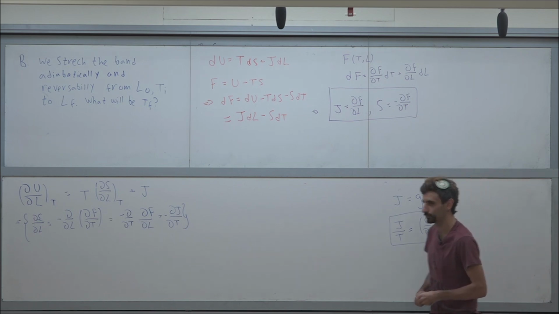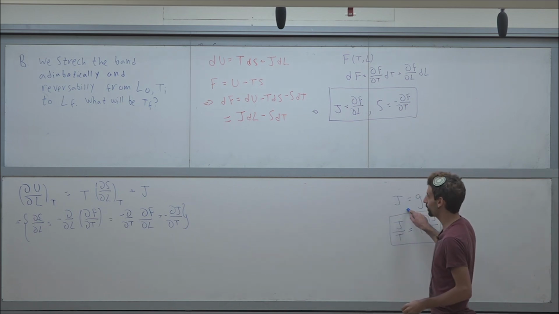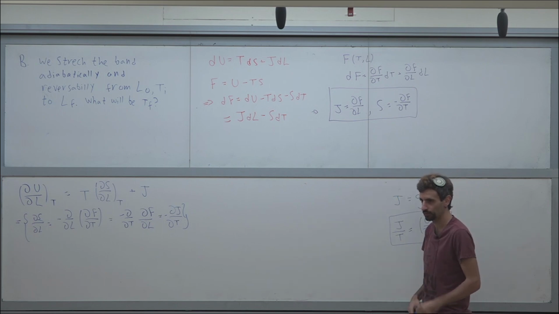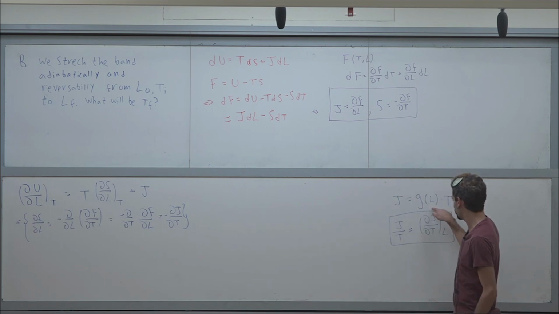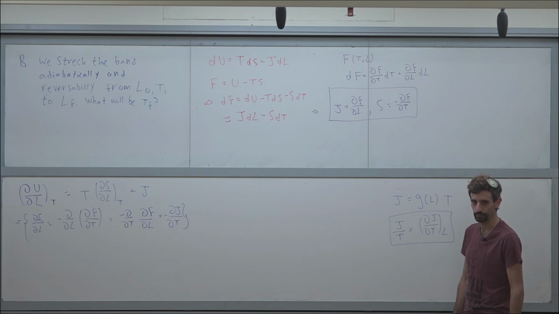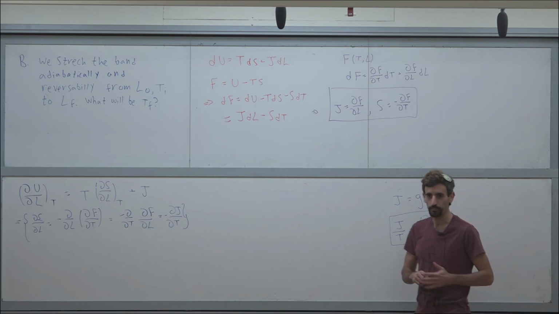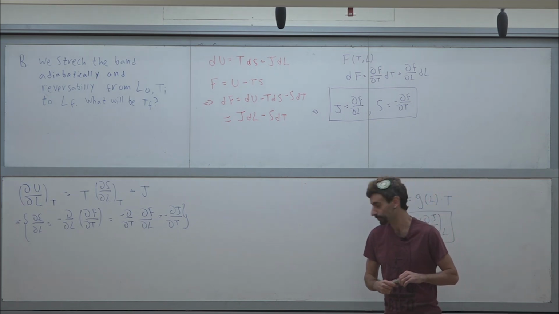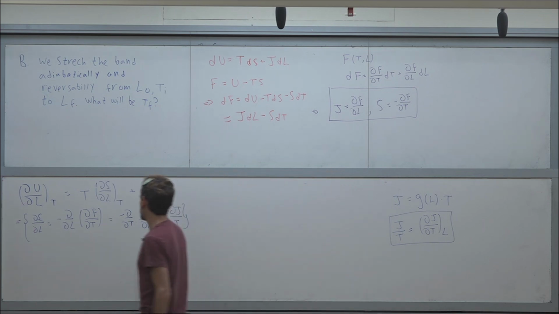G is the function we defined in the first part, which is just the derivative of J with respect to T. It's just an experimental function we found. We check how the tension is changing with the temperature, and we saw it's some function, we call it G. So let's plug it in.